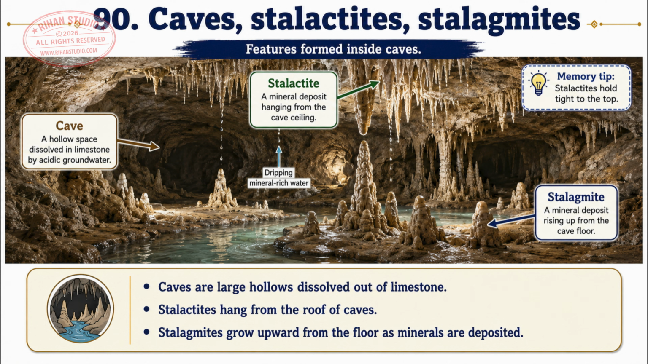Figure 2.24. Caves are large hollow spaces dissolved out of the rock by acidic water. Within them, dripping mineral-rich water slowly builds stalactites, which hang down from the ceiling like stone icicles, and stalagmites, which grow upward from the floor. Tip to remember: stalactites hold tight to the top.